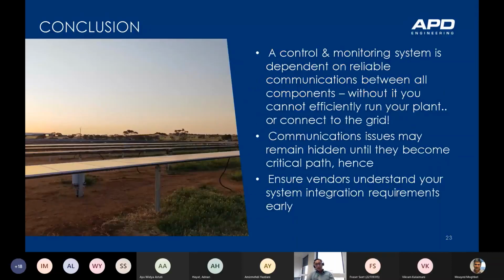So, last slide here. The control and monitoring system is dependent on reliable communications between all the components. Without it, you cannot efficiently run your plant or sometimes connect to the grid. Communications issues may remain hidden until they become critical path. That's always the way. So one way around it is to ensure vendors understand your system integration requirements as early as possible. So if you're looking to develop a renewable plant, I hope this presentation helps in understanding how control and comms can delay a grid connection.